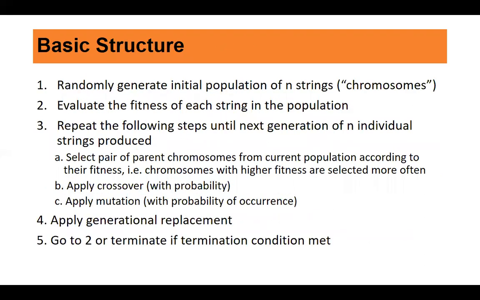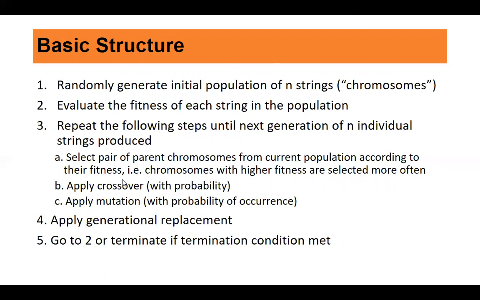Now, what is the basic structure, and how does the process start? You randomly generate an initial population of n strings, which we call chromosomes or individuals. Evaluate the fitness of each string in the population. So once you have a pool of strings, compute the fitness of each string in the population and then follow these steps.